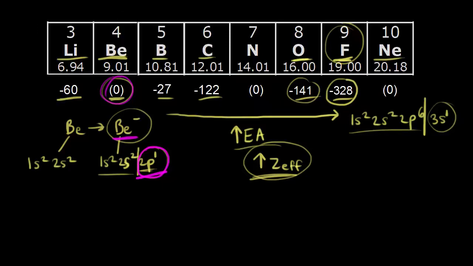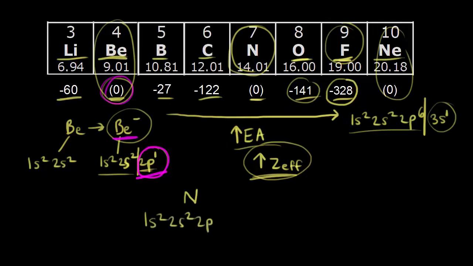We've already talked about beryllium as an exception, neon as an exception, but what about nitrogen in here? We can see that nitrogen doesn't really have an affinity for an electron, and you'll see many different values for this one depending on which textbook you're looking in. But if we look at some electron configurations really quickly, we can try to explain this. So for nitrogen, the electron configuration is 1s2, 2s2, and then 2p3.